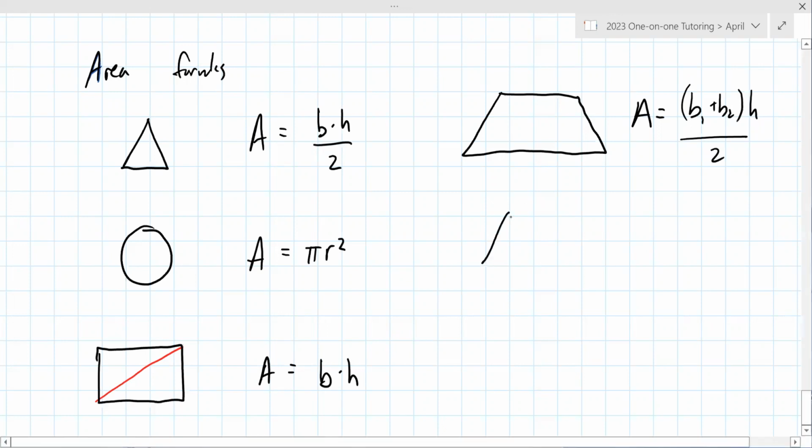How about a parallelogram? A parallelogram is all the sides are the same, I'm pretty sure. That's a rhombus. Parallelogram is base times height. Base times height. I guess yes, that is correct.